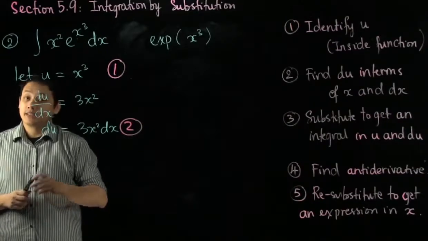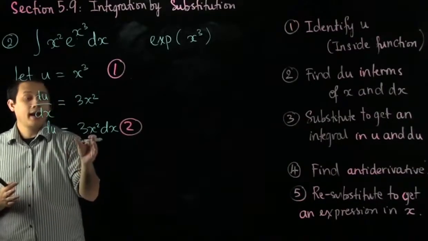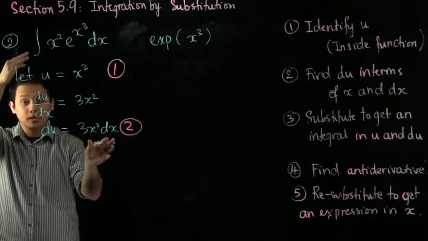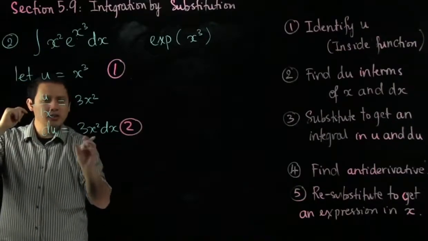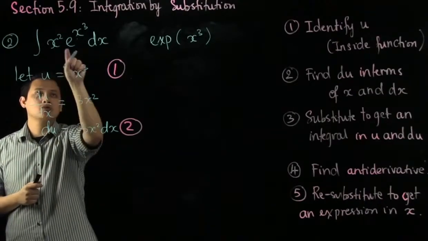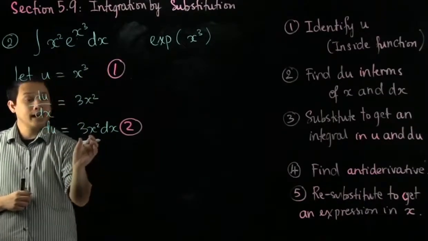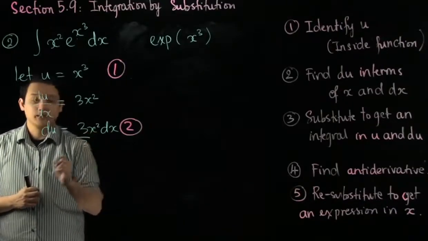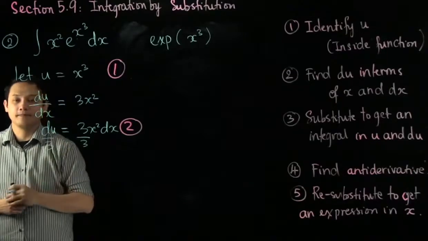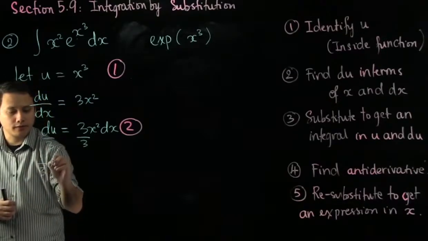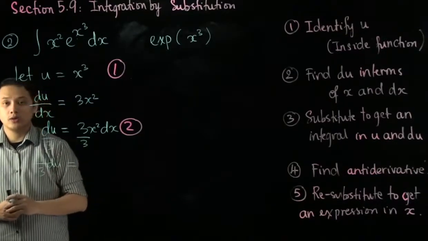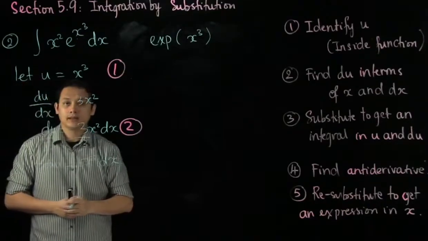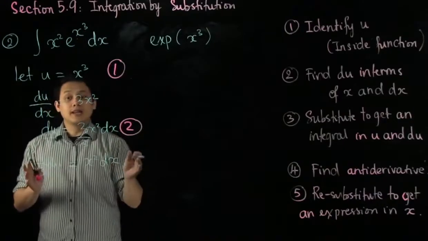But once again, after taking the derivative, I have du equal to 3x squared dx. Now I look back at the original integral. I don't see 3x squared dx. I just see x squared and dx. So that means I have to get rid of the 3 here. To do that, just divide both sides by 3. And you get 1/3 of du equal to x squared dx. Now move on to the next step.